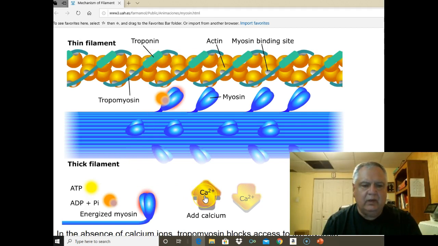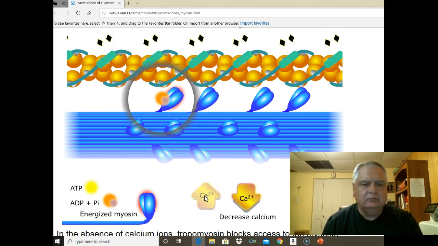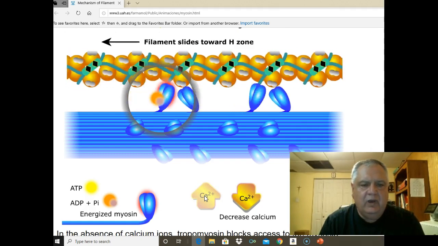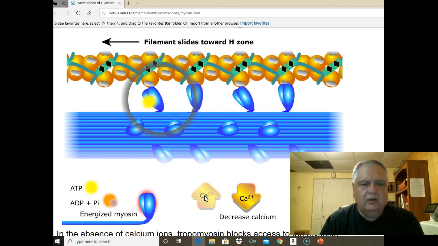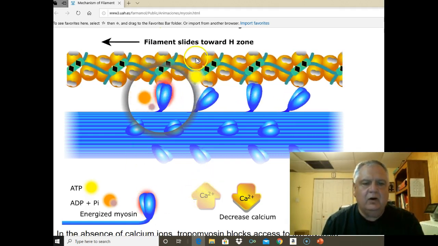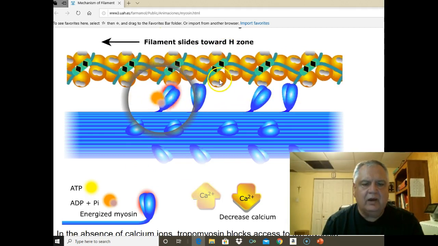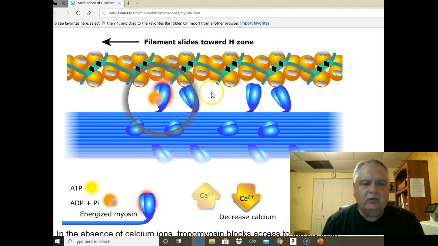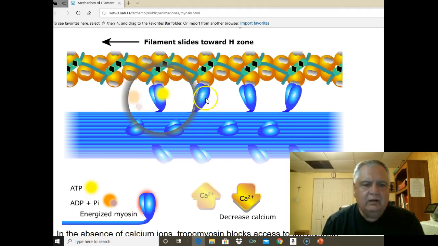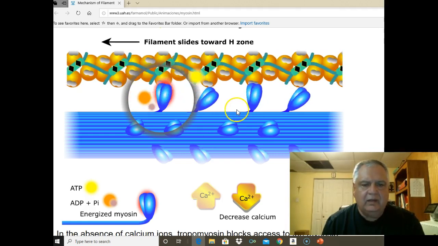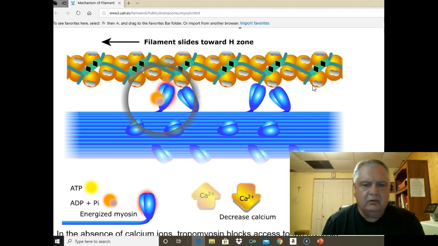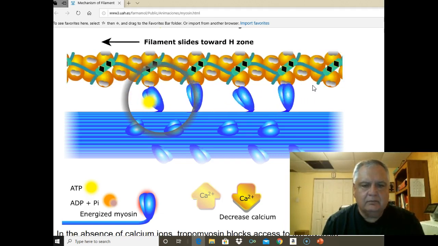So let's add calcium in and see what happens. Here comes the calcium, it binds to the troponin. Notice what happens, it changes the shape of the troponin. The troponin pulls on the tropomyosin, and that tug on the tropomyosin uncovers these active sites. As a result, we notice these cross bridges now can bind to active sites, and they begin to ratchet and pull the actin in over the myosin toward the M line.